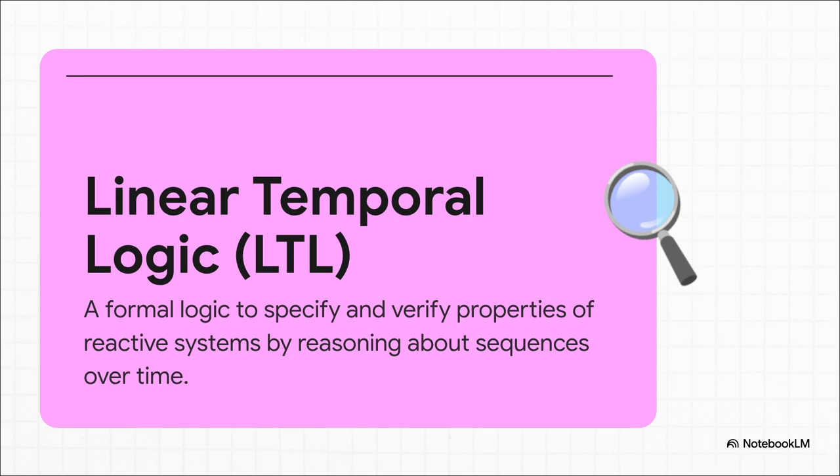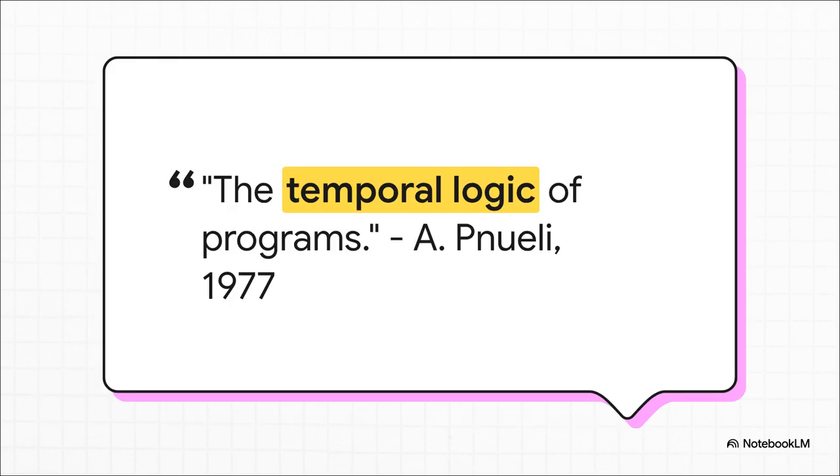So what is it? Just think of it like a grammar for describing behavior over time. It's perfect for what we call reactive systems. Things that are always on, always reacting to what's happening around them, like a web server or an autopilot. With LTL, we can write down super precise rules about every single possible future, every timeline that system could ever follow.